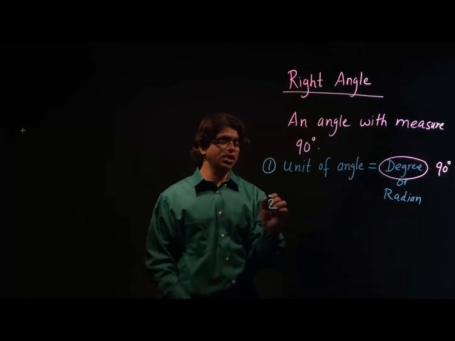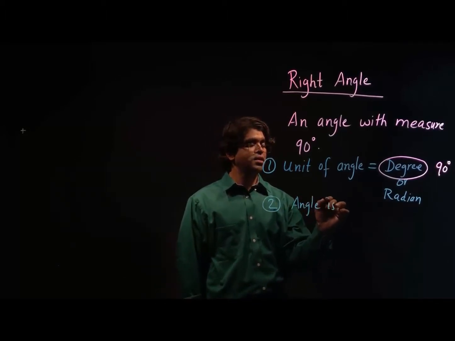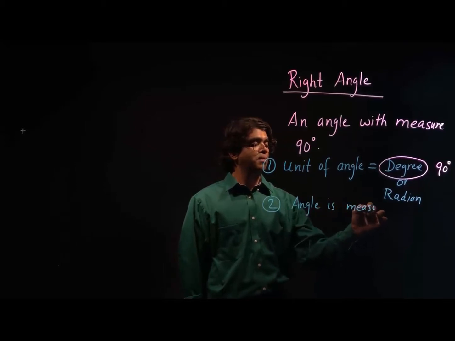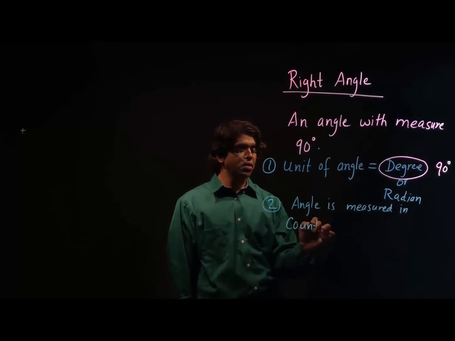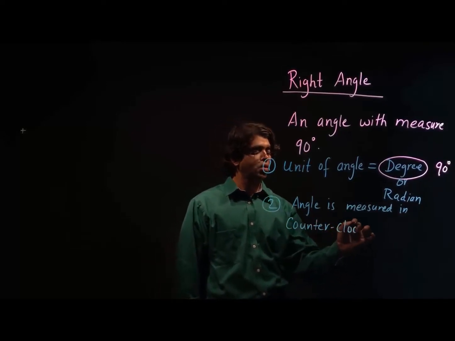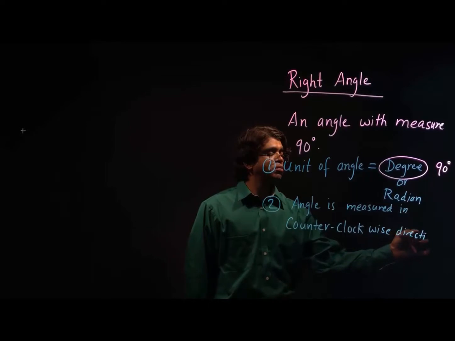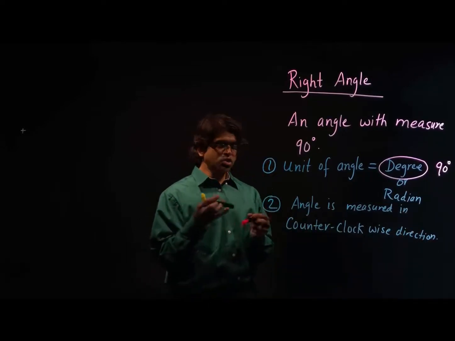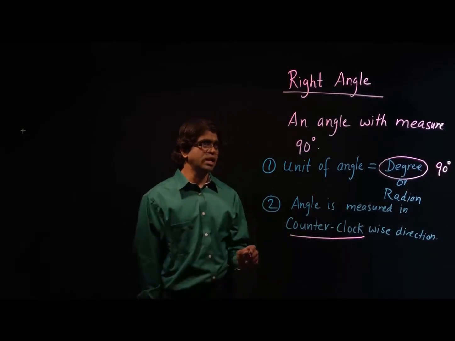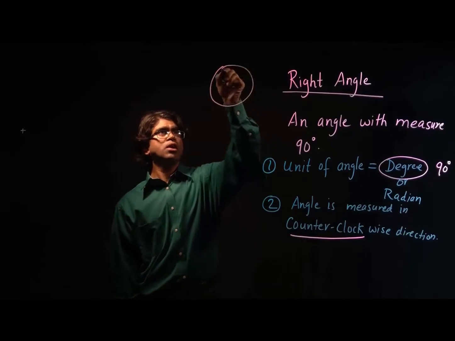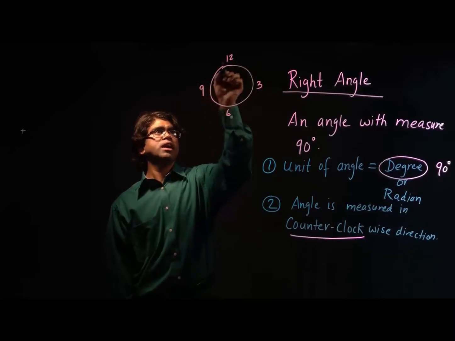Now the second thing that we need to remember is angle is measured in counterclockwise direction. So now let's try to understand what counterclockwise is. This is a clock, and this is 12 over here, this is 3, this is 6, and this is 9, and then again 12.